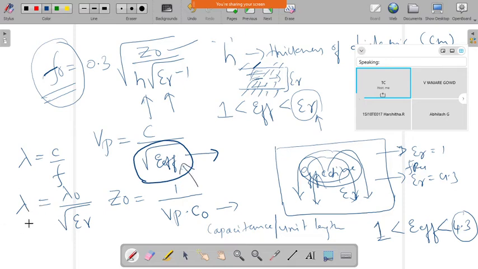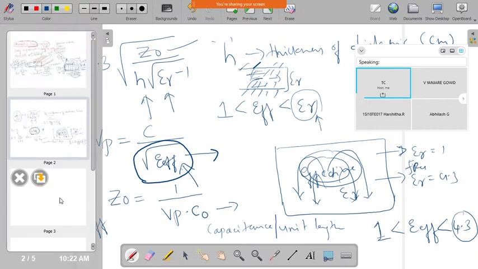So now we can have the lambda for our microstrip line. We will define the effective wavelength as the free space wavelength divided by the square root of the effective dielectric constant. Okay, so now in general we have the TEM mode of propagation.